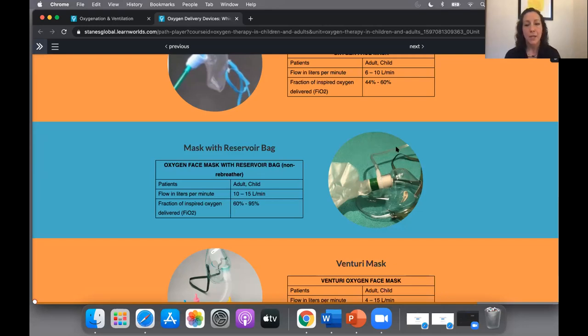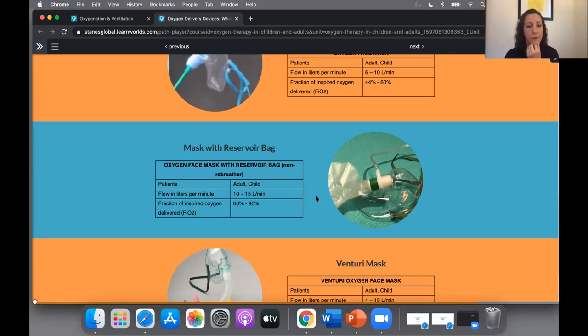When the patient breathes in, they'll pull in oxygen from the tubing, but also from this oxygen reservoir bag, which is 100% oxygen. They can pull in ambient air through some holes in the mask, but they will get high levels of oxygen with the reservoir bag.